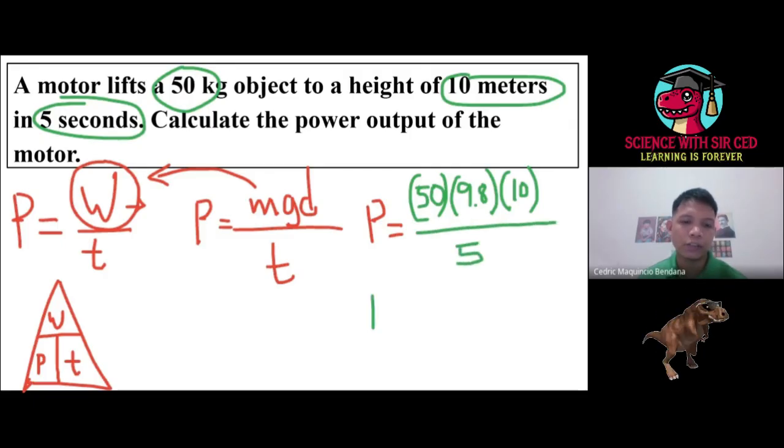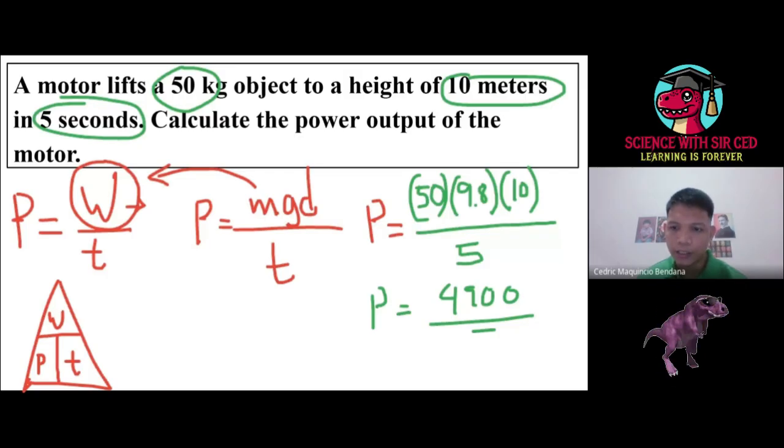5. If you cannot maximize your calculator, it's okay if you calculate first something on the top. So that would be 50 multiplied by 9.8 multiplied by 10. You are going to get 4,900 divided by 5. Or if you want, you can continuously do that, but it's okay. Let's divide it by 5. You are going to get power is equivalent to 980. What is the unit of power again? This is joules, this is seconds. We cannot cancel them out, so we bring them together. Joules per second. That is your final answer.